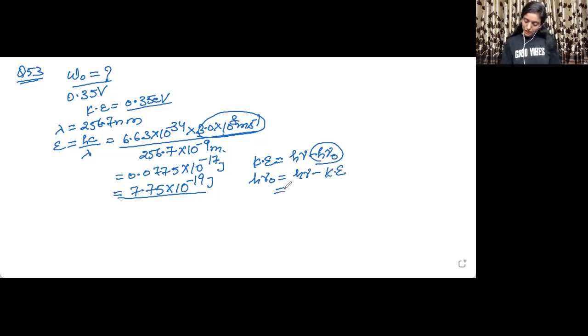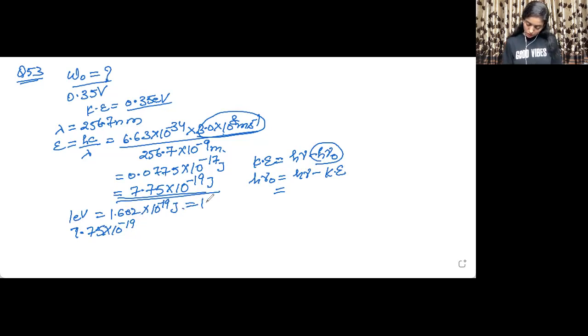Okay, so now we have the total energy. First convert this into electron volt. 1 electron volt is equal to 1.602 into 10 raised to the power minus 19 joule. So this can be converted. We can just write it as 7.75 into 10 raised to the power minus 19.